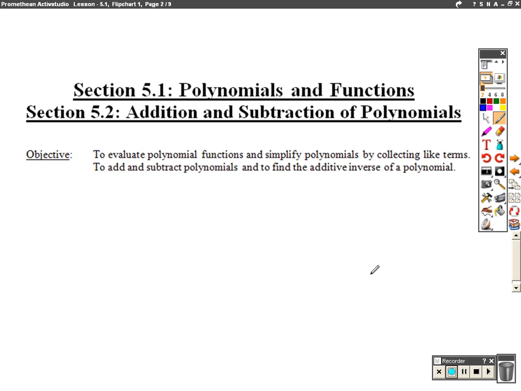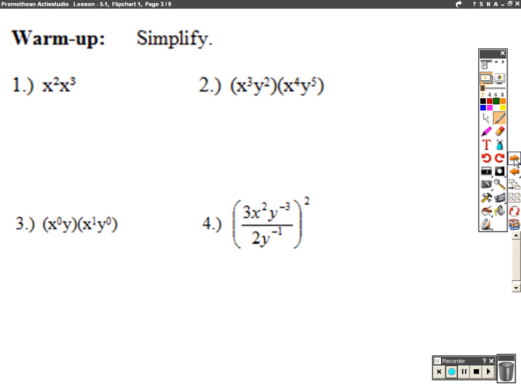Section 5.1, we'll be talking about polynomials and functions. Today we will evaluate polynomial functions and simplify polynomials by collecting like terms. We will also classify polynomial functions. Let's take a look at the warm-ups.